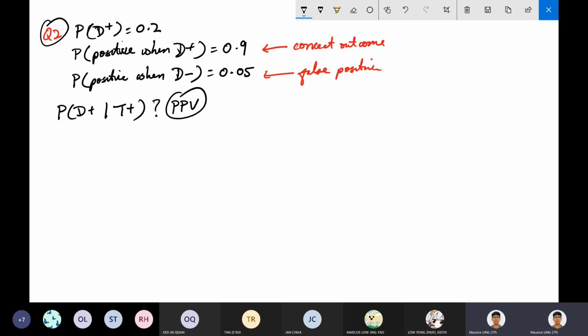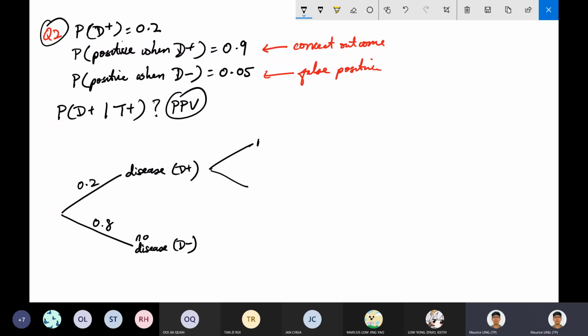So how do we do that? We set up here disease, no disease first. What's the probability of having a disease? 0.2. No disease? 0.8. Then positive, negative. What is the probability of disease and positive? 0.9. The other one will be 0.1. So 10% of people have the disease but tested negative. And here you have positive and negative as well. No disease but you get positive is a false positive rate. So it's 0.05. The opposite is 95%.